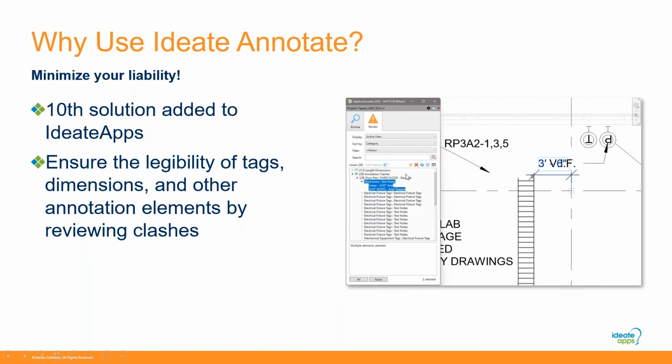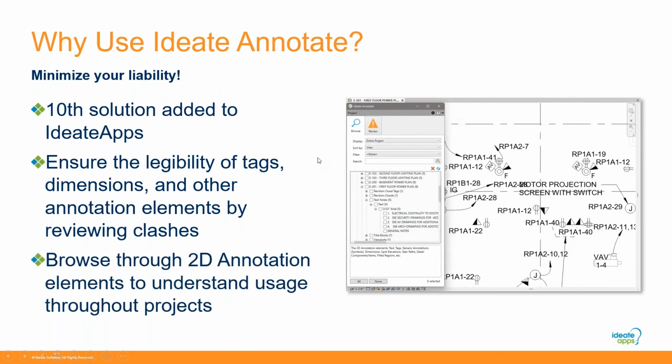So here in this example, you can see I've got a dimension and a piece of text that are overlapping, and that's been picked up by the Annotate tool here. So you can see there that's something that could easily have been missed with a manual check. Running the Ideate Annotate tool can help you identify those issues and quickly resolve them.